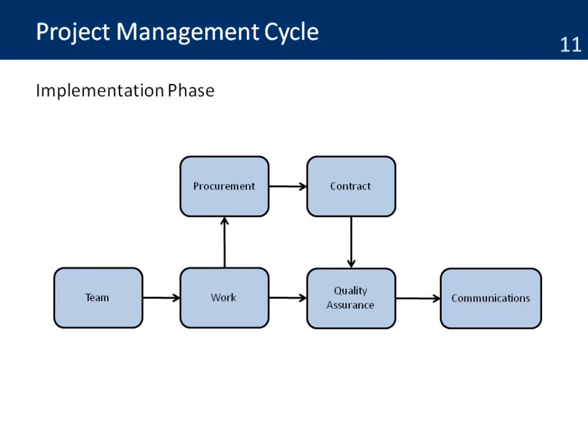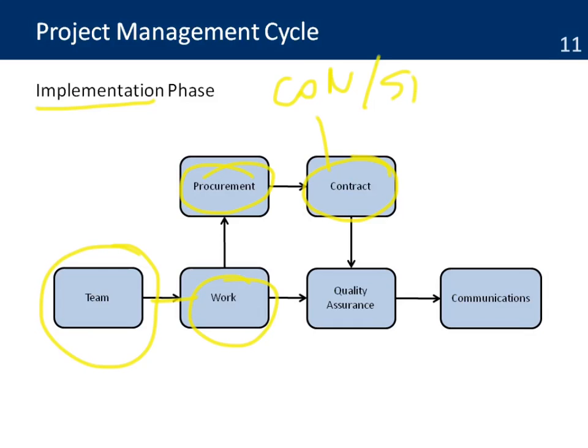The next phase is the implementation phase. This is where most of the work happens. That means that the team is going to be assigned work. And that work may include doing procurement and also managing contracts that you can have with consultants, service providers, companies, even other NGOs, local NGOs who are going to be contracted for pieces of the work. They are going to be sub-grants.